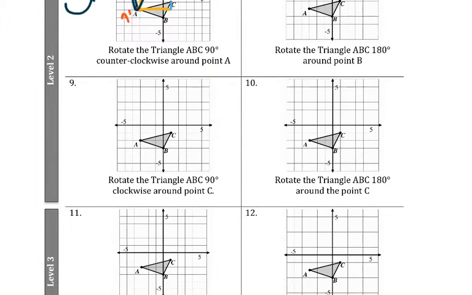Alright, let's come down here. Number 10. The only reason I'm not drawing my directional clockwise, counterclockwise thing is 180 degrees. Doesn't matter which direction you go. So, we're rotating around point C. So the nice thing is that C doesn't change. It's going to be in the same place.